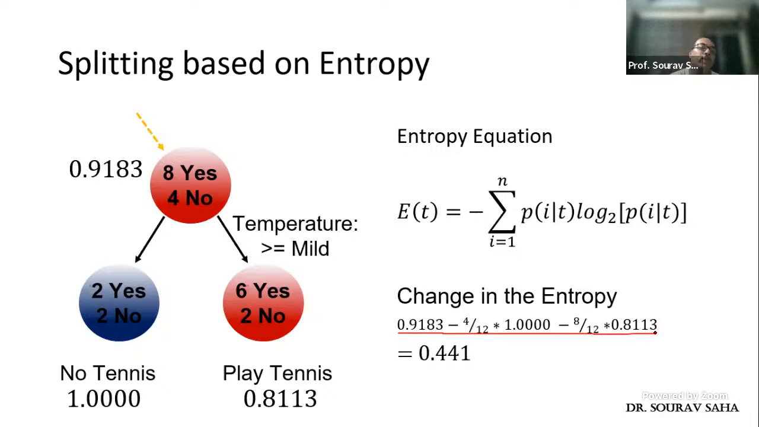Now, what we'll do is not only the temperature, we'll split on all the other variables which are there, right? We'll make the split, and the variable where we have got the maximum reduction in the impurity value, right? So all these are impurity values, 0.9183, 1, 0.8113. Wherever there is the maximum reduction in impurity, that will be the variable for splitting.